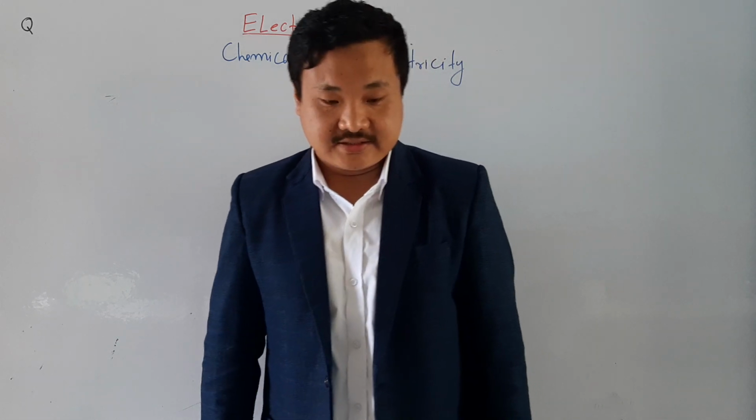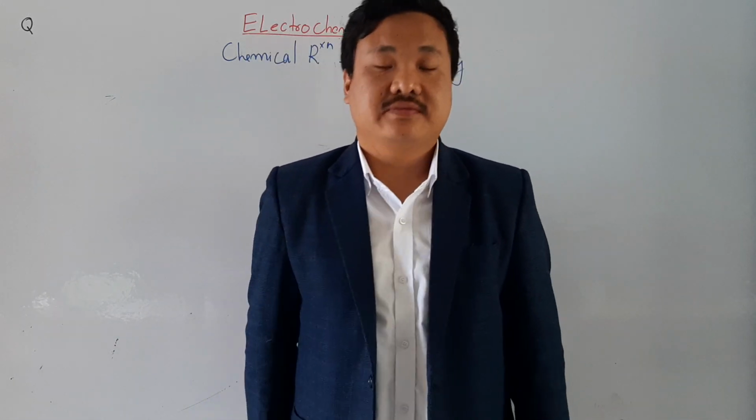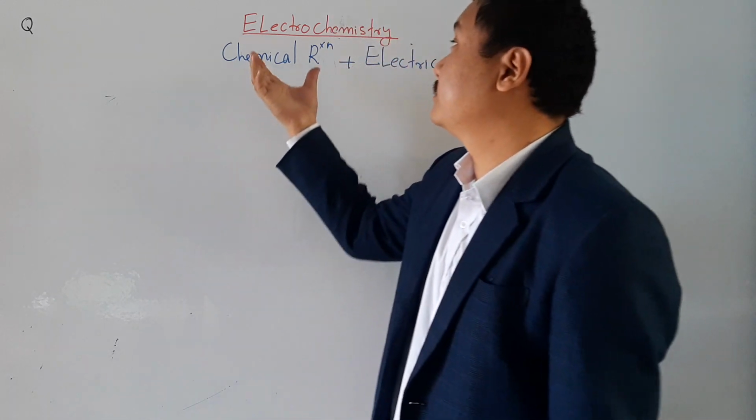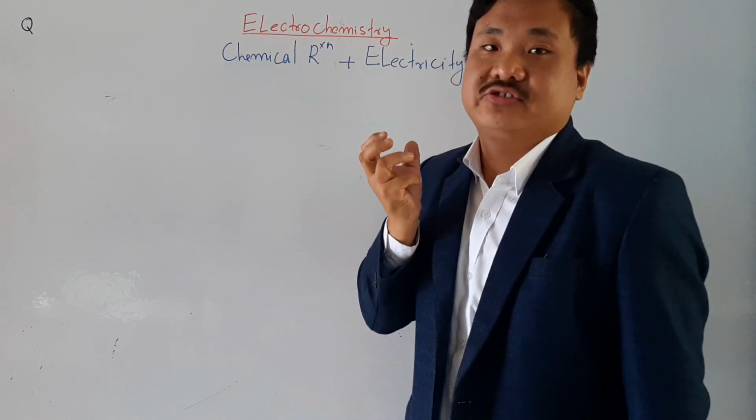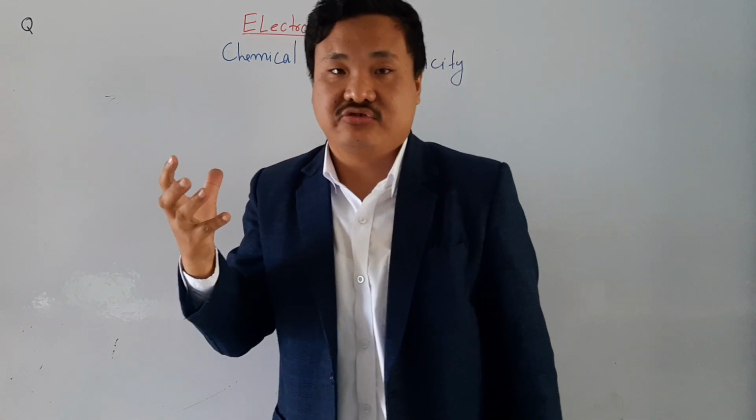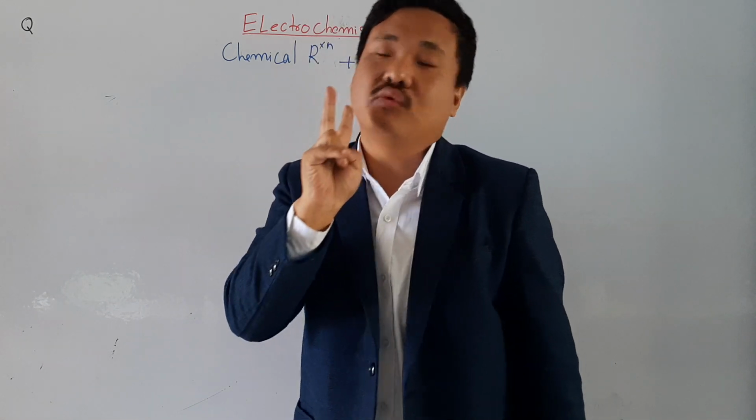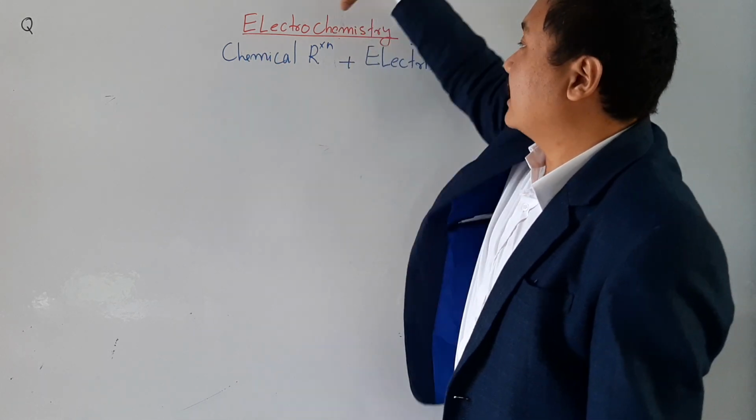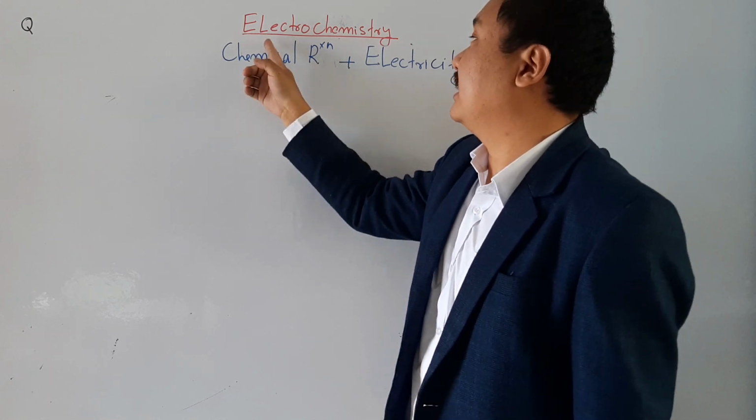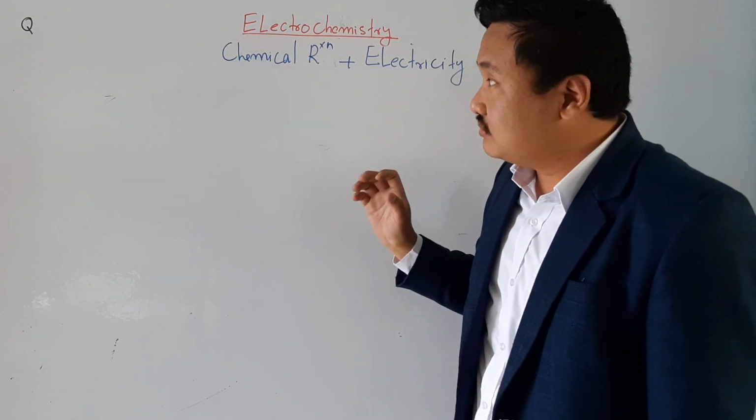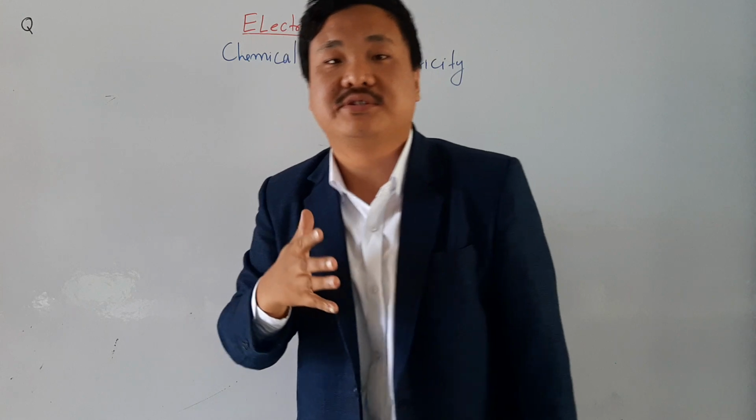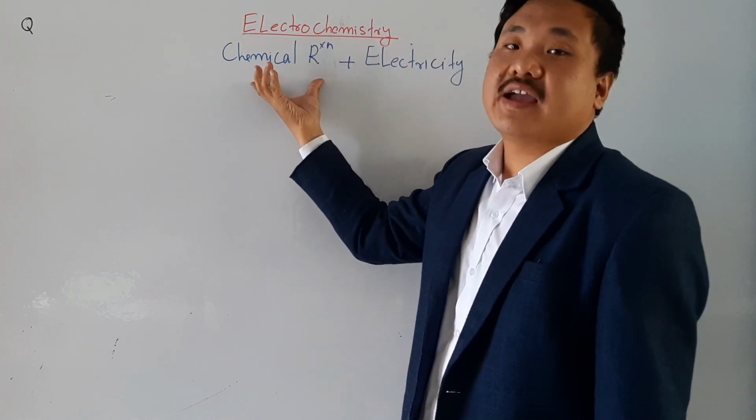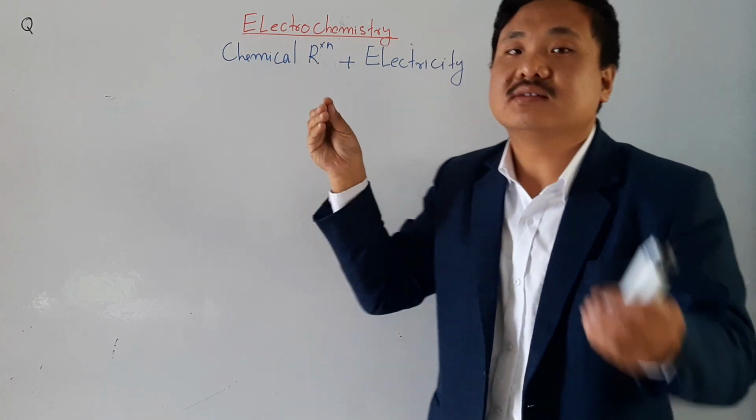Dear students, let us start the third chapter of chemistry, that is physical chemistry. The name of the chapter is electrochemistry. Electrochemistry is the combination of two words: chemical reaction and electricity. Chemistry means chemical reaction and electro means electricity. It means that in this chapter, chapter 3, we study chemical reaction and electricity both.